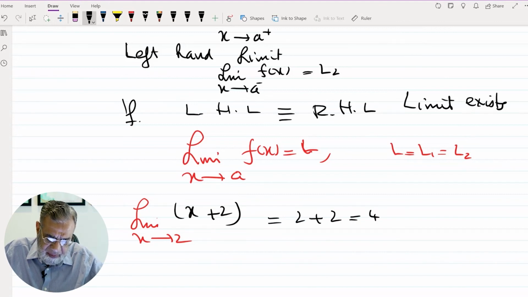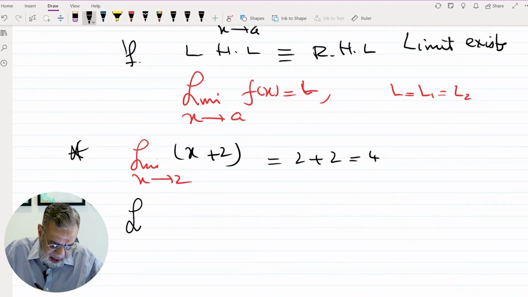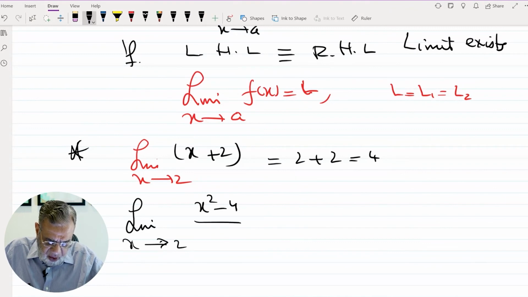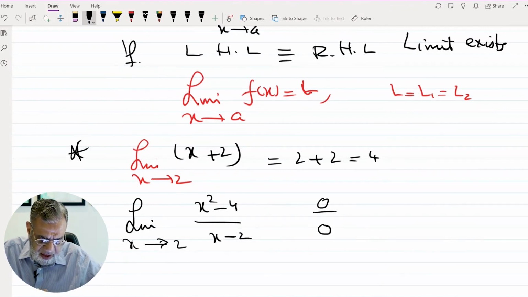Now if I take the same limit, I want to find the limit as x tends to 2, and my function is x squared minus 4 over x minus 2. When I want to take the limit and substitute the values, it's 0 over 0. This means we have to do something more. We have to do some more steps to find the limit. We can't immediately substitute and get the result.